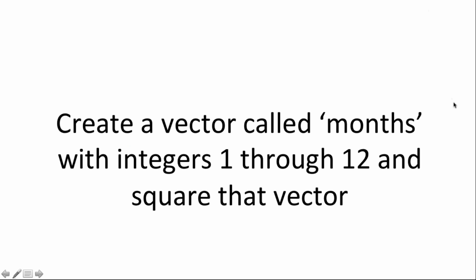So why don't you go ahead and create a vector called months with the integers 1 through 12 and square that vector. This is a little word problem for you. So you're going to use the c function to create a vector called months, and you want that vector to have 12 elements, 1 through 12. So when you have that, go ahead and type your answer in the text chat for all of us to see.